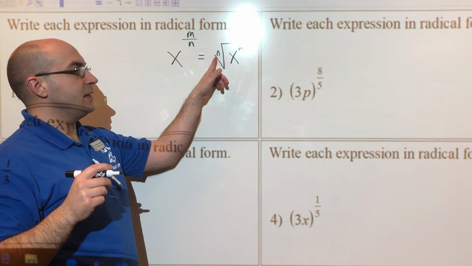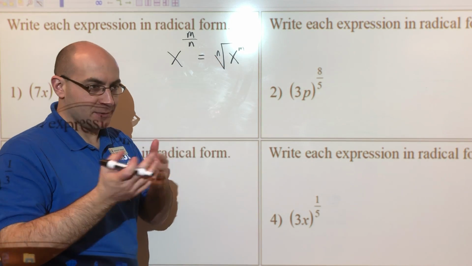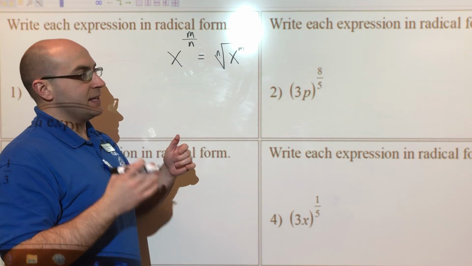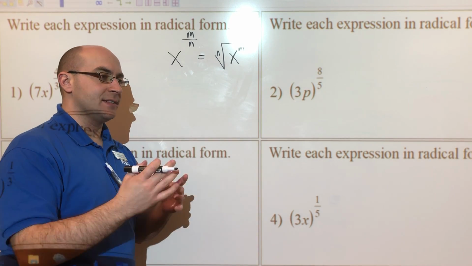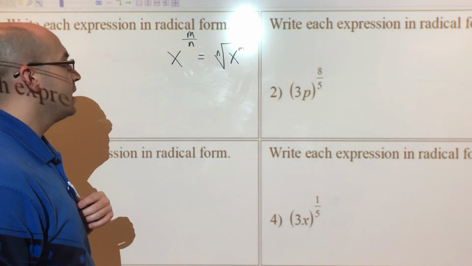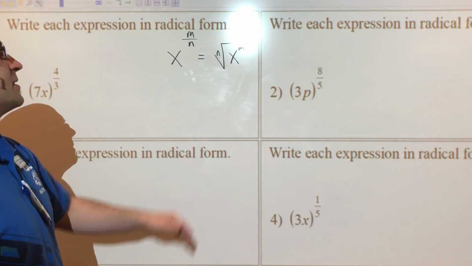Typically, square roots have the second index, but we don't put the 2 there because a square root is a square root is a square root. But if it was a cube root, there would be a 3 here, or the 4th root, whatever. We can call that an index because sometimes it gets a little bit crazy with the numbers. But this is the correlation. This is the relationship that's going on.